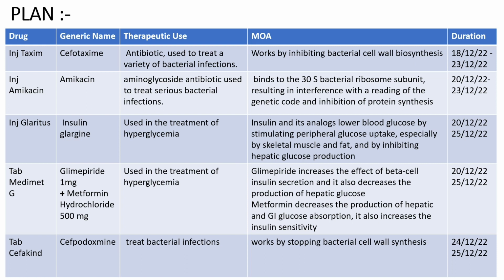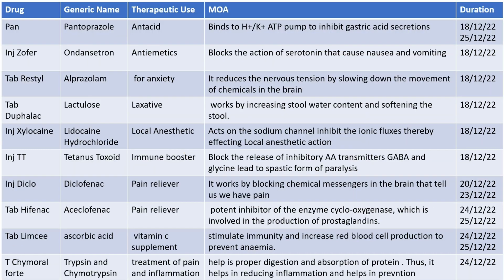Tab cefacine is cefuroxime. It is an antibacterial. It works by stopping bacterial cell wall synthesis. Tablet pantoprazole is an antacid. By its mechanism of action, it binds to the hydrogen potassium ATP pump to inhibit gastric acid secretion.